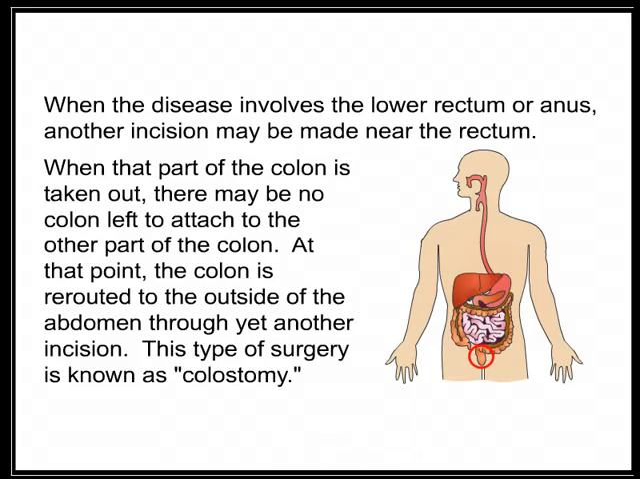When the disease involves the lower rectum or anus, another incision may be made near the rectum. When that part of the colon is taken out, there may be no colon left to attach to the other part of the colon. At that point, the colon is rerouted to the outside of the abdomen through yet another incision. This type of surgery is known as colostomy.